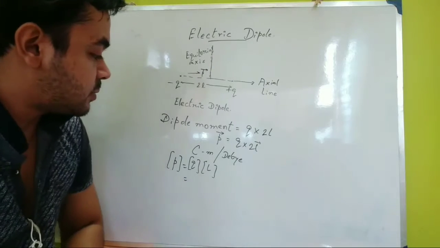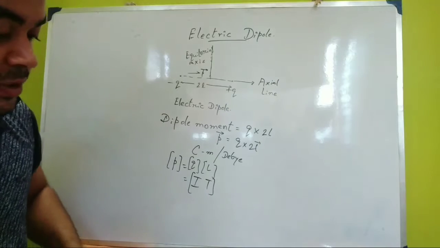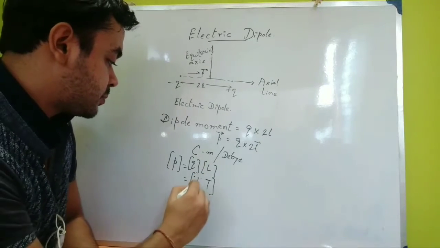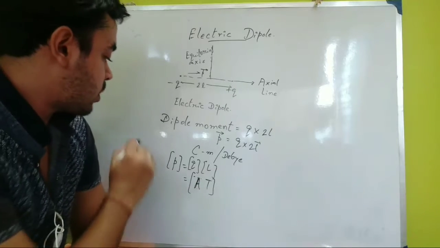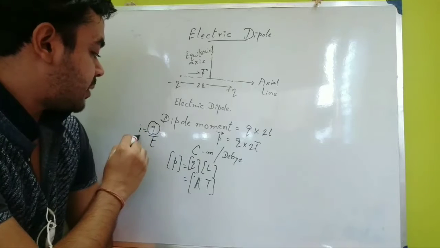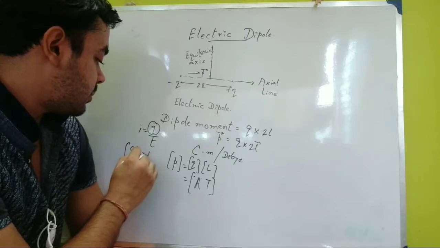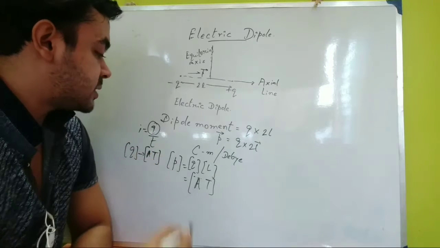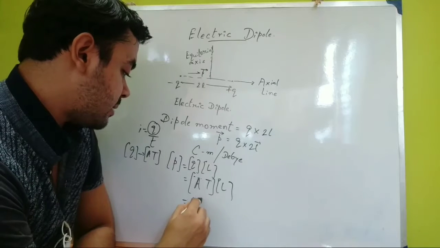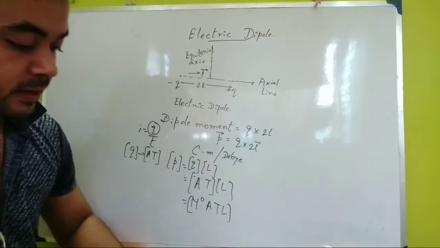The dimension of charge is A into T, because we know I is equal to Q by T. So the dimension of charge will be the dimension of current into the dimension of time, that is, the dimension of Q will be A into T. A is the dimension of current, into L. So this will be M0 L A T.